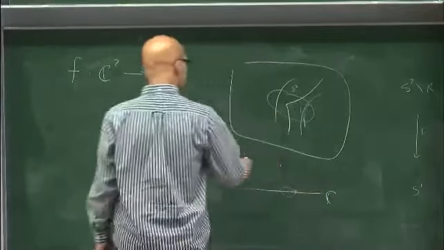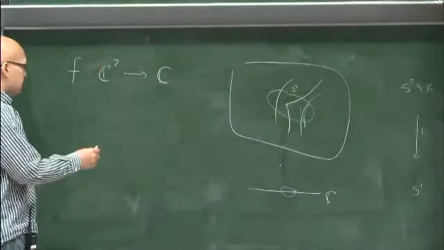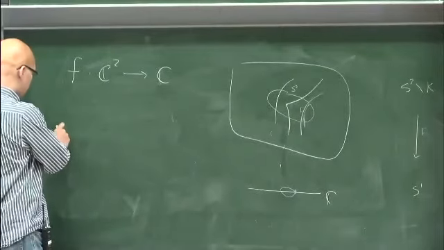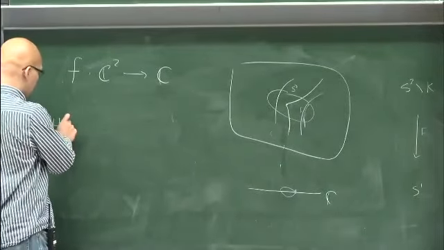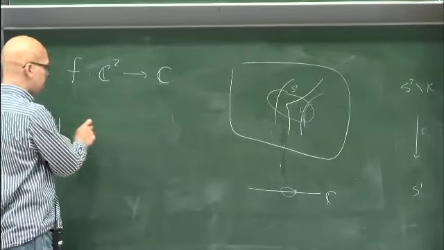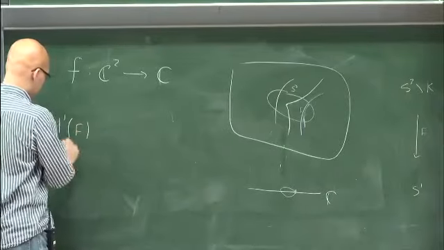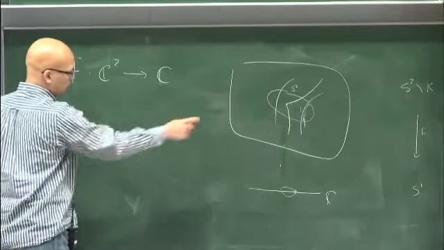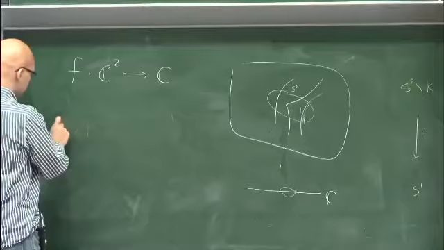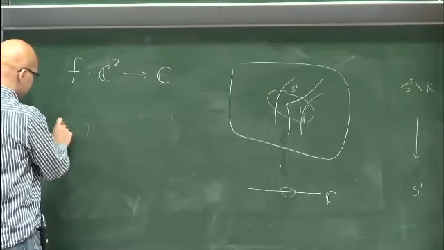There's an invariant which is nice to think about, which is you look at the cohomology of F, and you look at this monodromy action, and you consider its characteristic polynomial.